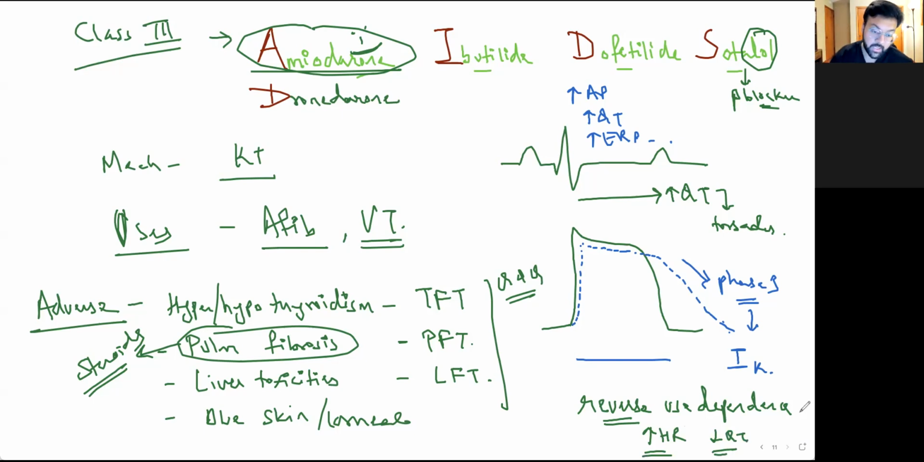We saw use dependence in class 1C antiarrhythmics. So if you give a beta blocker, what should happen to the AV conduction velocity? Sotalol, apart from potassium, also blocks beta. What should happen to the AV conduction velocity? Increase or decrease? Decrease, right? That's your question.